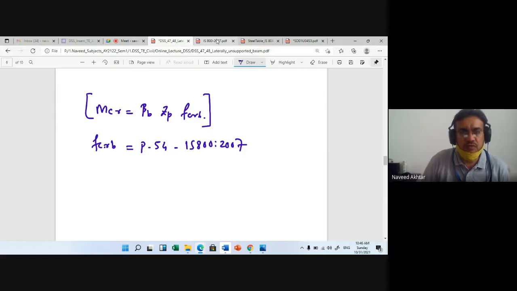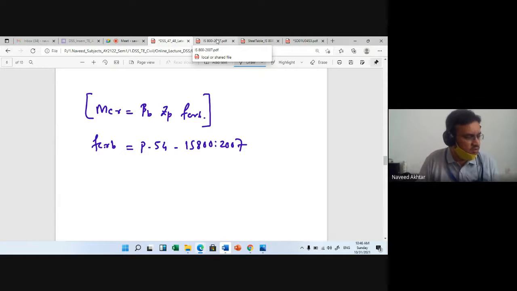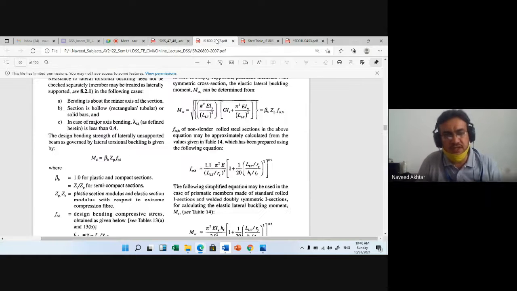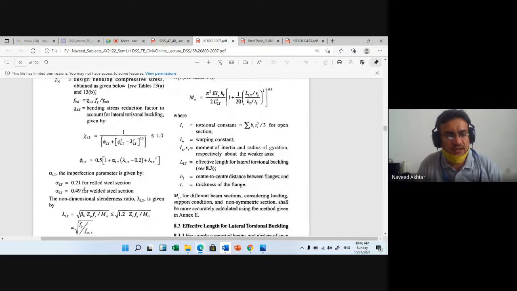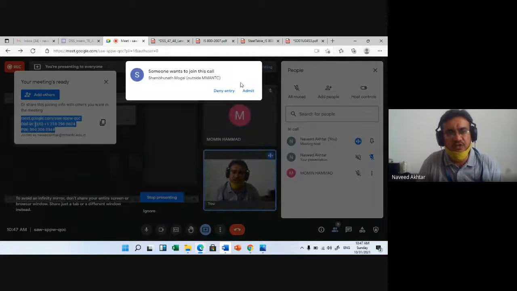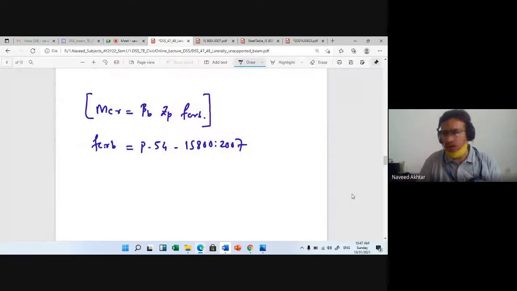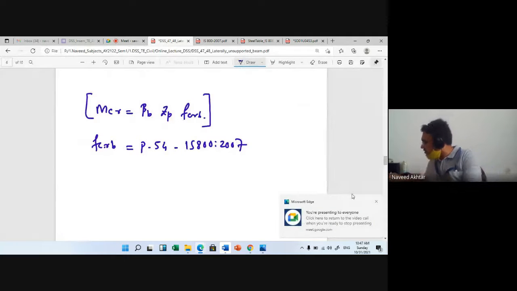So this formula is given here. MCR you can find out. So here in the IS code you find MCR. Because you know all the values, you can find out the XLT, MCR, and FCRB. All these formulas are given. Okay.